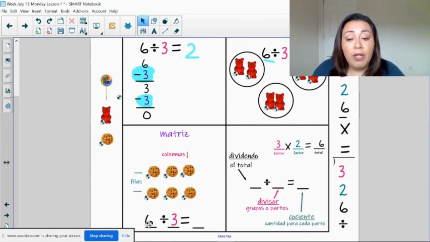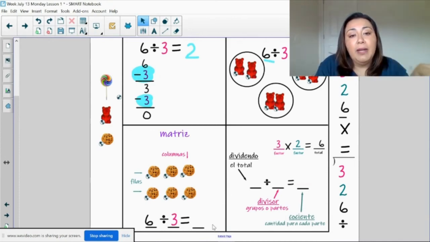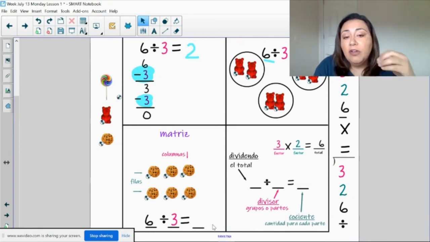Si mi dividendo en vez de 6 fuera 12, tendría que ir agregando más galletitas a cada columna hasta llegar al 12. Porque recuerden, cuando estamos dividiendo, tenemos una cantidad total con la que empezamos, ¿verdad? No podemos dar y repartir ni en grupos iguales, ni en filas y columnas, una cantidad que no existe. Entonces, por eso nos paramos ahí en 6.